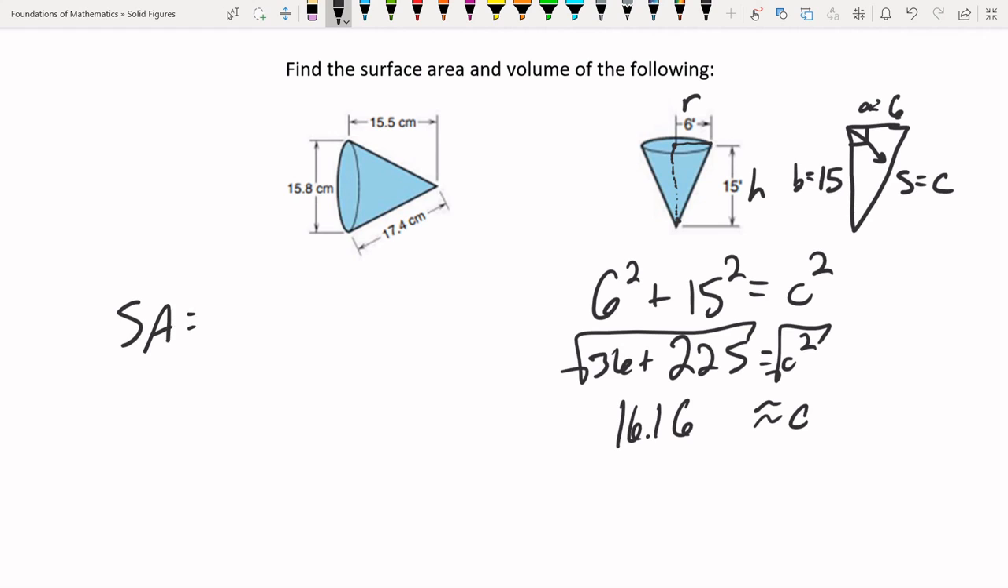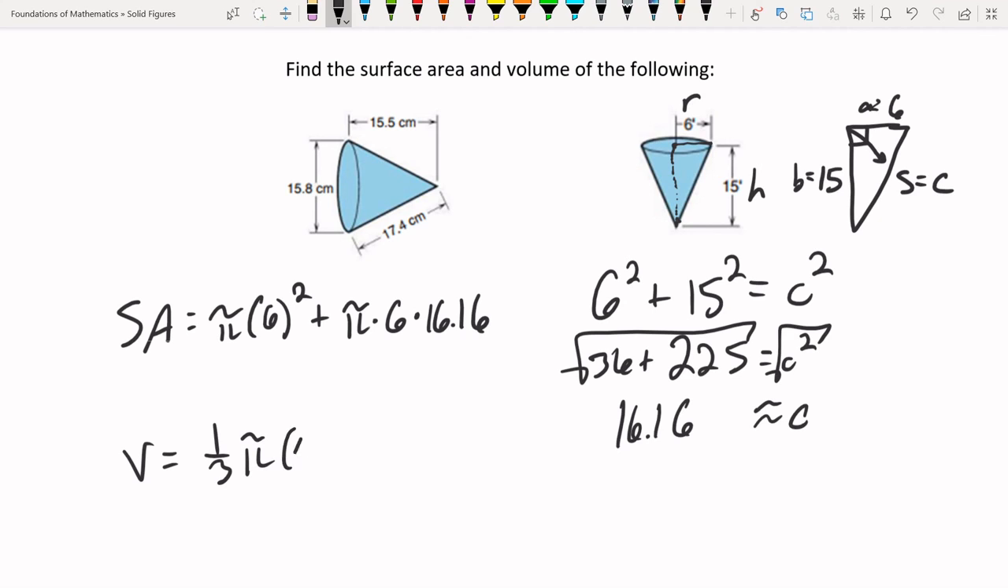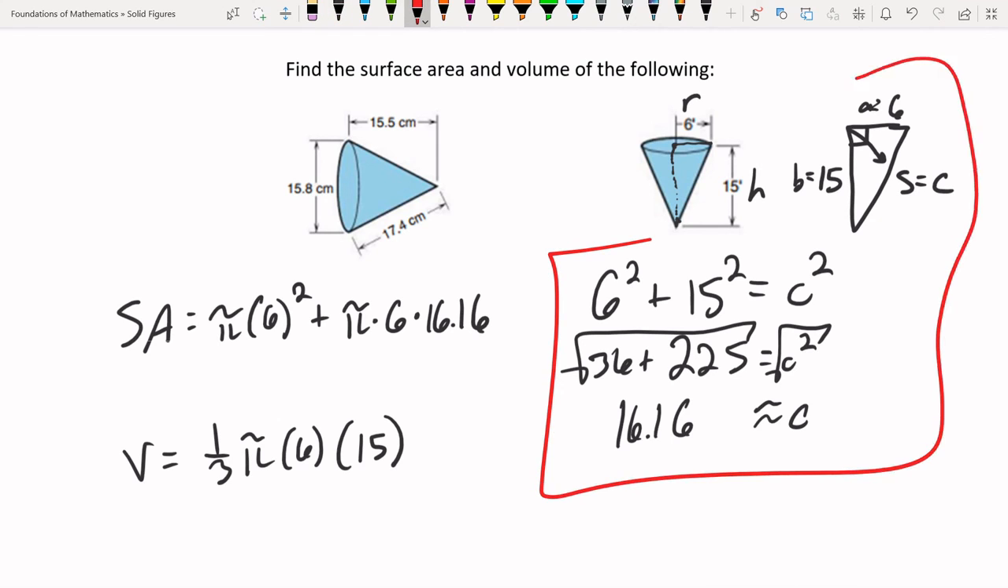So the surface area of this cone is going to be the area of the base, which is the circle, pi r squared, plus pi times the radius times the slant height, 16.16. The volume is going to be 1/3 pi times the radius squared times the height. The volume we don't need the slant height for. It's only for the surface area that you need to find it. So if you're not looking for the surface area, don't worry about doing this whole thing here. If you don't know what the slant height is, it's not necessary.